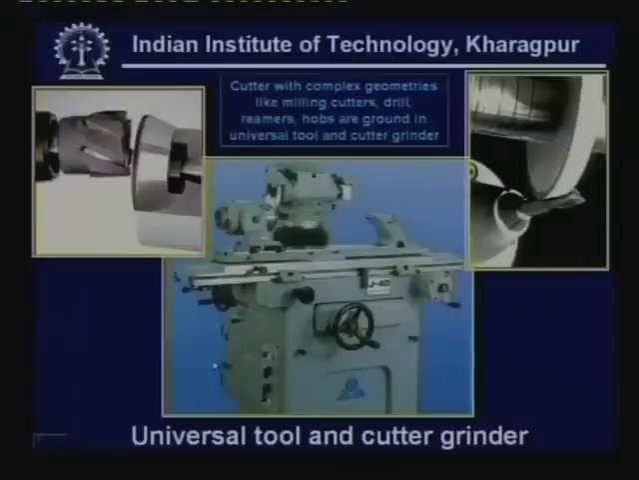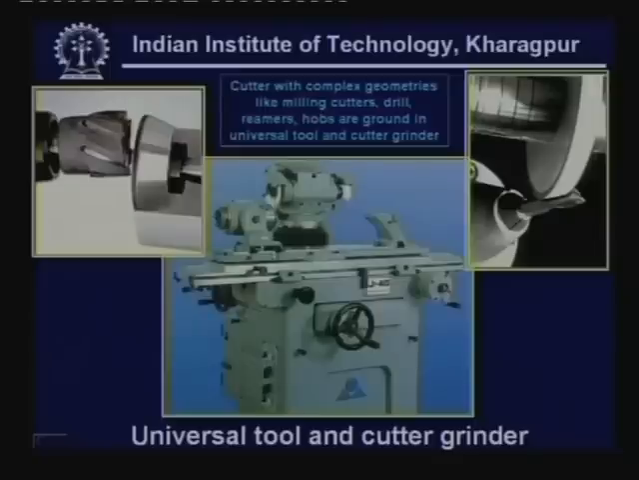Now, we have the grinding machines which are actually used for tool and cutter grinding, but these are called universal tool and cutter grinder. These are the universal tool and cutter grinder, where we can use a three dimensional vise. It is a fixture which can be swiveled in space in three orientations. It has three axes, one vertical, one in the transverse direction, and another in the longitudinal direction.